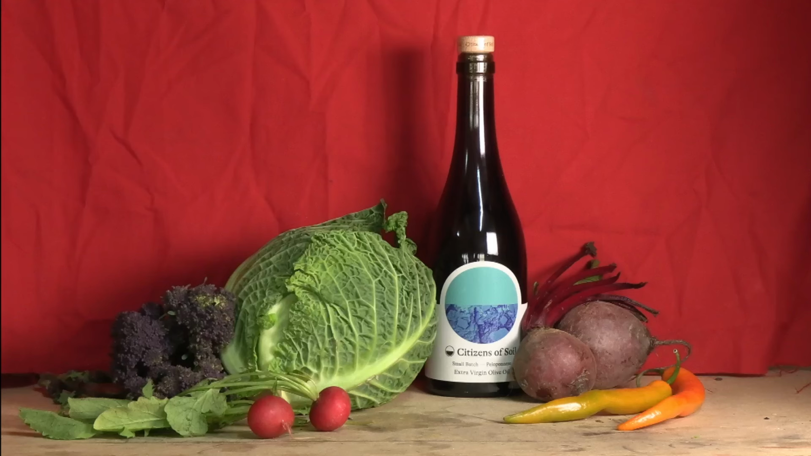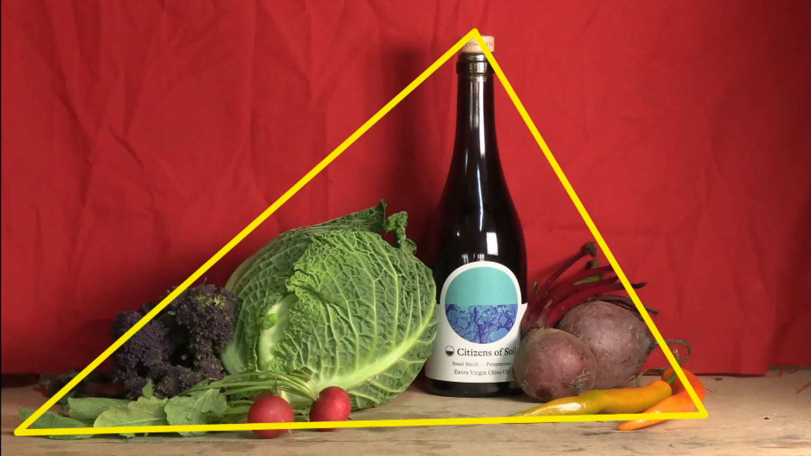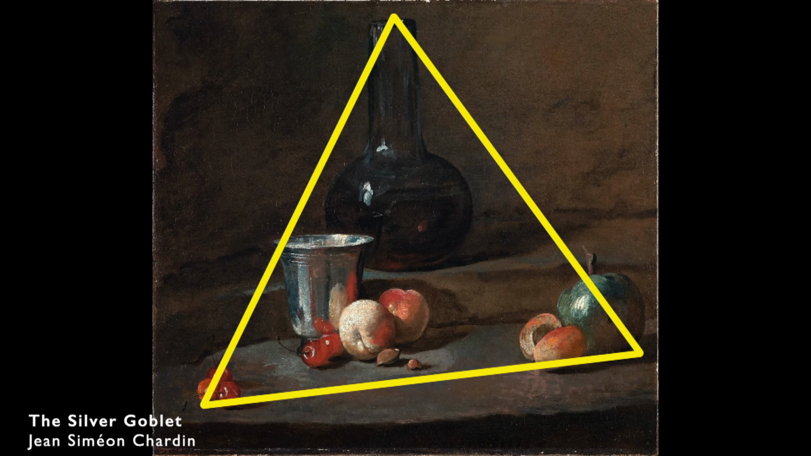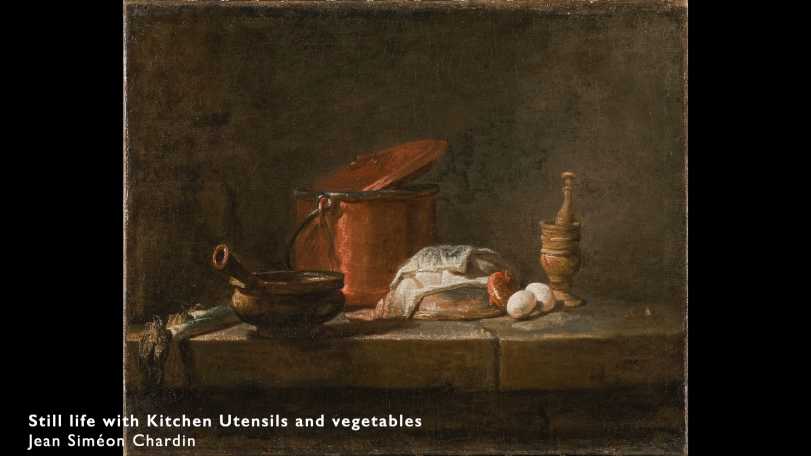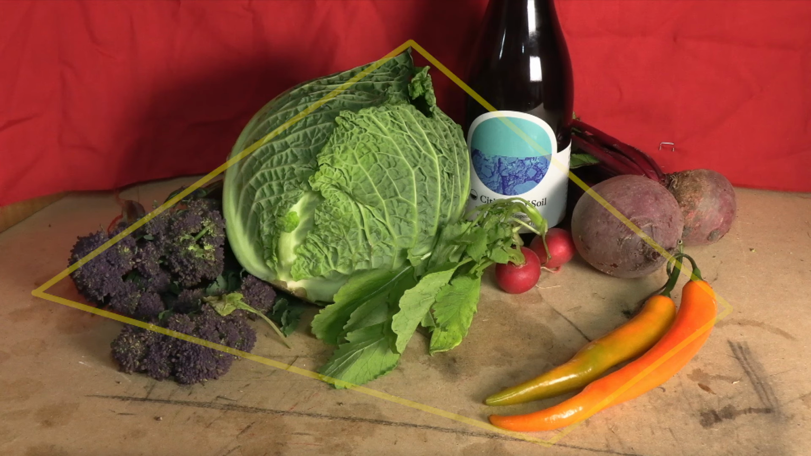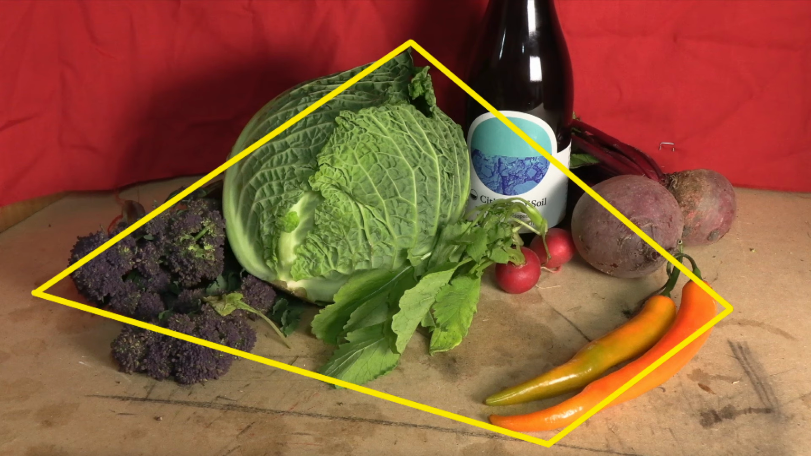Another way of bringing separate objects together is by combining them into larger underlying shapes. Notice how these objects form a triangle. Probably around 90% of all still life paintings are triangle compositions. That's because when you place objects at eye level, they usually form a triangle. But just by changing the eye level, it's possible to find different shapes.